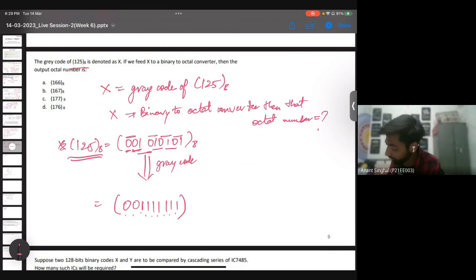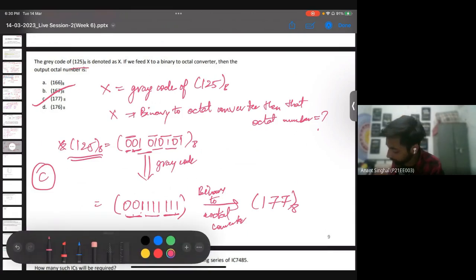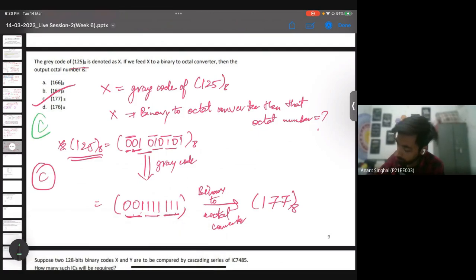Now it is fed into a binary to octal converter. So again what we'll do, we'll make groups of 3, 3 and 3. So it is nothing but 1, then 7, and then 7 to the base 8. So the correct answer to this question is option number C. I hope it is clear. It is quite a basic question only. So the correct answer is option number C.